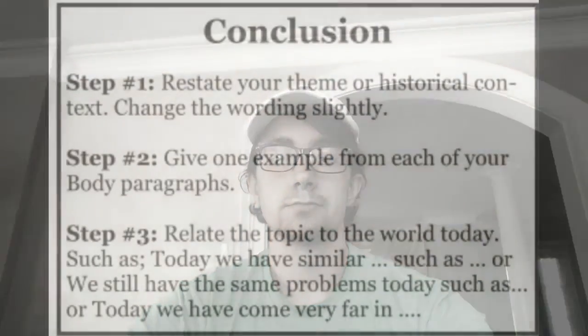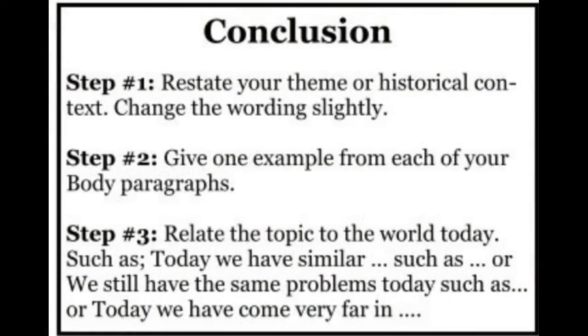So here we go. Here we have our first look at a conclusion being broken down into three simple steps. The first step is restating your theme or historical context and changing the wording slightly. With the overall arching story that you're trying to bring through your whole essay, you should restate that in the beginning of your conclusion, and that can be directly similar to the thesis you'll have in your introduction, but you should change the wording just a little bit so it's not exact.